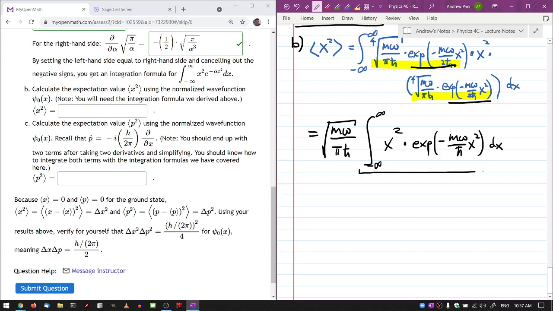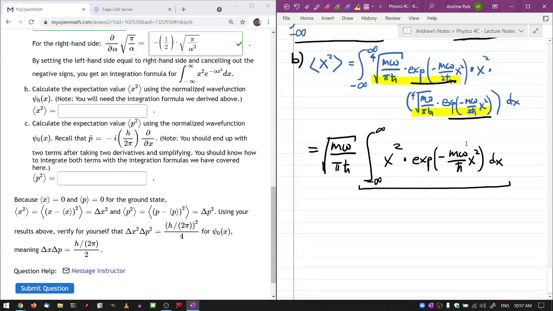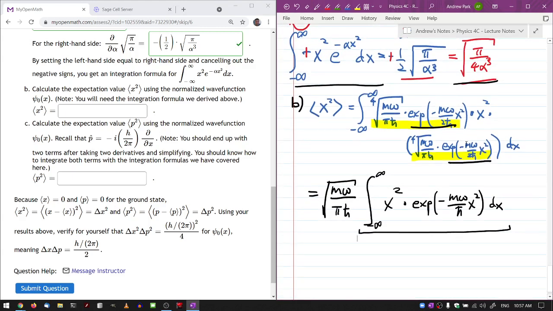And this is where I use the integration formula that we derived. This integral is going to end up equal to the square root of pi over 4, and let me write down the reciprocal of alpha, alpha to the third power. So alpha is m omega over h bar, so the reciprocal is h bar over m omega to the third power. So m to the third and omega to the third.